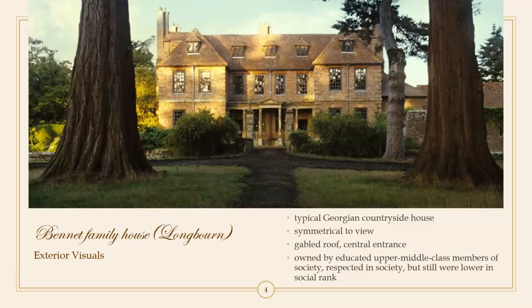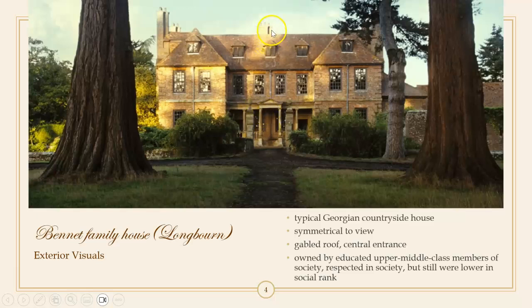So the first structure that we come upon is the Bennet family house in Longbourn. It's our protagonist Elizabeth Bennet's house. It's a typical Georgian countryside house. It's symmetrical to view, as you can see. It has gable roof, which are these kinds of roof that you see in the picture. A central entrance, as you can see.